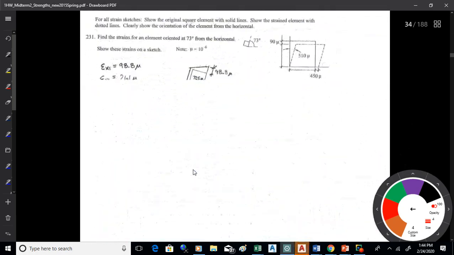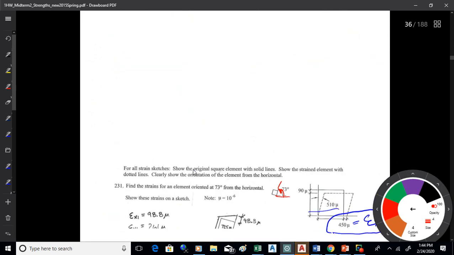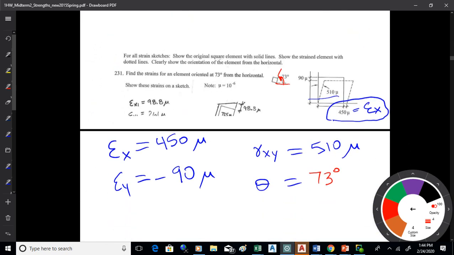Let's see, what else do we got here? Okay, then we did this stuff. You want to be able to look at a sketch. So there's a before and after sketch. You got to see that it's getting long. So I'm on problem 231.